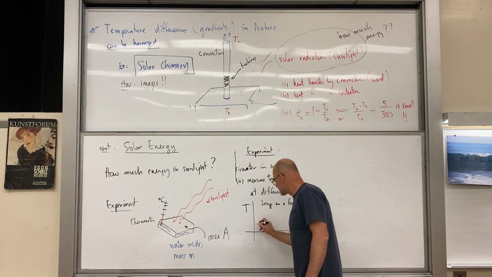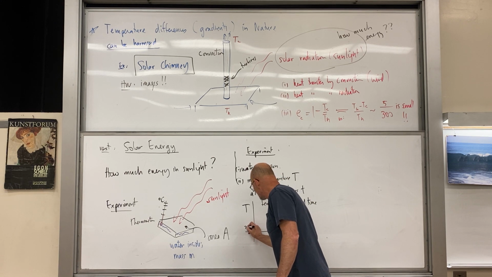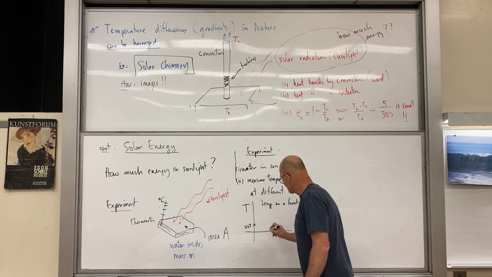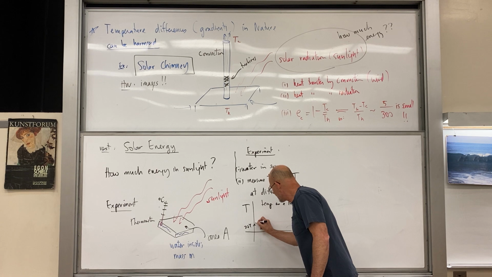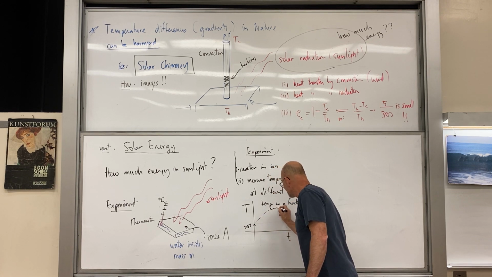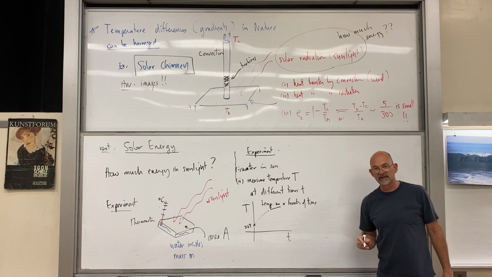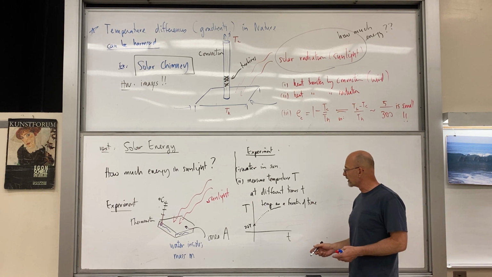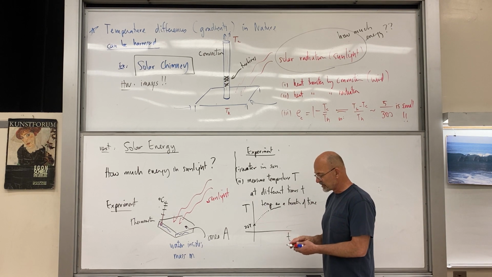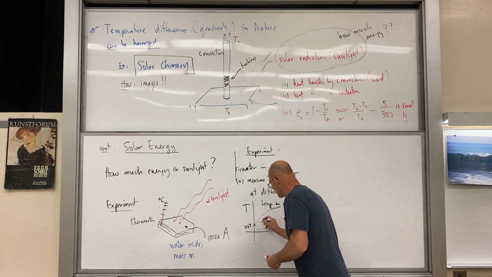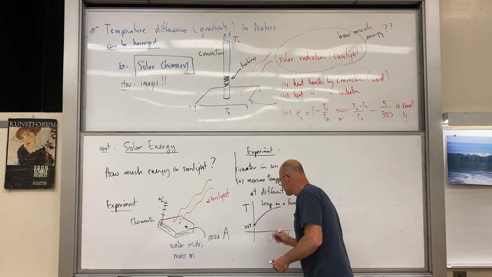And you know, it starts out at room temperature, and then it goes up for a while, and eventually it's going to saturate. It probably won't start boiling, it's going to get hot though. So it's going to reach the maximum. Those are your data points, so you've got a graph like that.